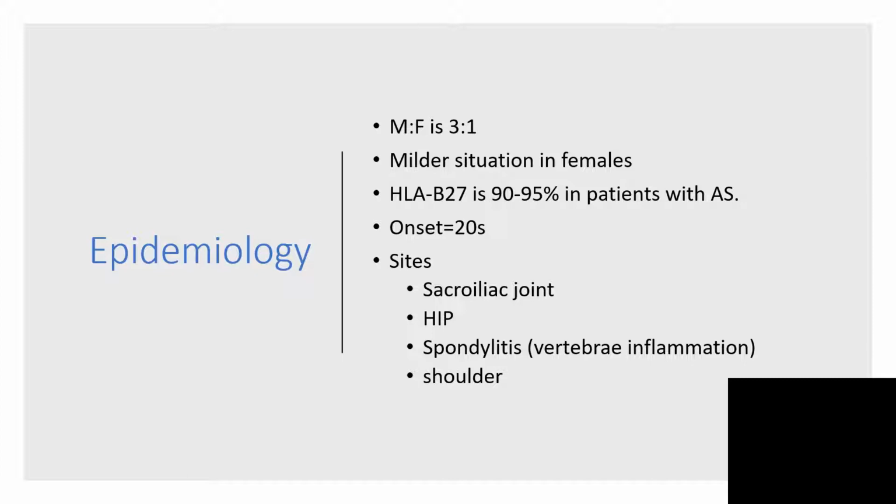The onset of this disease is in the 20s, and the sites affected, like I've just mentioned, will be the sacroiliac joint. It can affect the hips, and vertebral inflammation known as spondylitis, and the shoulders are not left out.